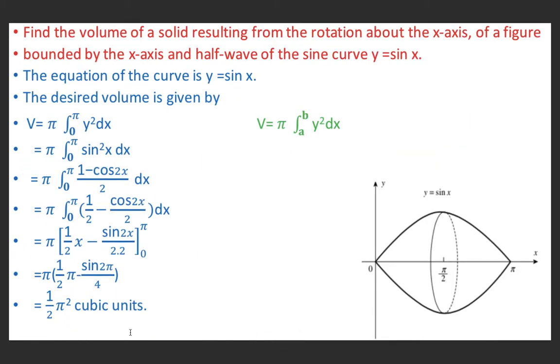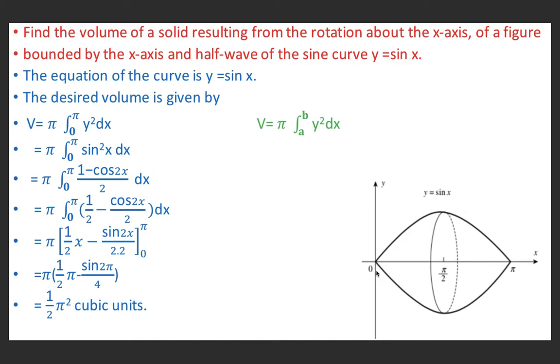Suppose now we want to find the volume of the solid resulting from the rotation about the x-axis of a figure bounded by the x-axis and a half wave of the sine curve y equal to sine x. We know that the shape of the sine curve is like this. So this is the half wave of the sine curve. So the equation of the curve is y equal to sine x.